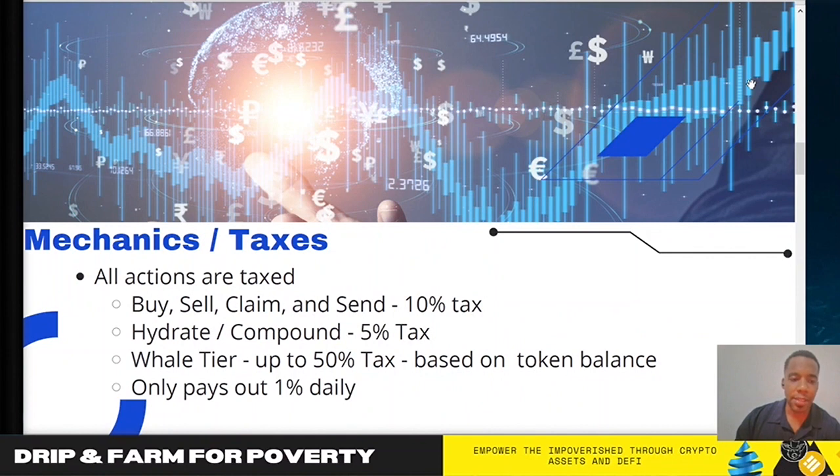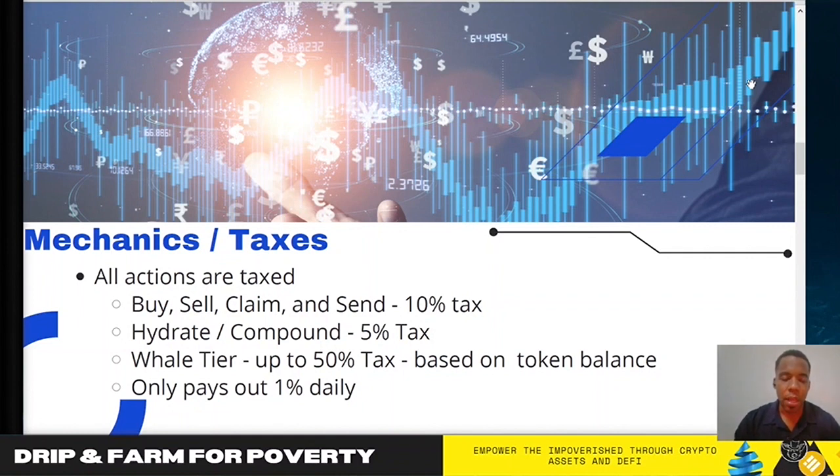The mechanics and tax systems. So everything within the system is taxed. When you buy, when you sell, when you claim, or even if you send it to another person from your wallet, there is a 10% tax. When you hydrate, or put money back into the system, compounding it, there's a 5% tax. There are different whale tiers based on the number of tokens in your account, up to 50% additional tax. So if you have the 90,000 to 100,000 maximum tokens in your wallet, there will be an additional 50% tax on top of the 10% buy, sell, claim, and send.